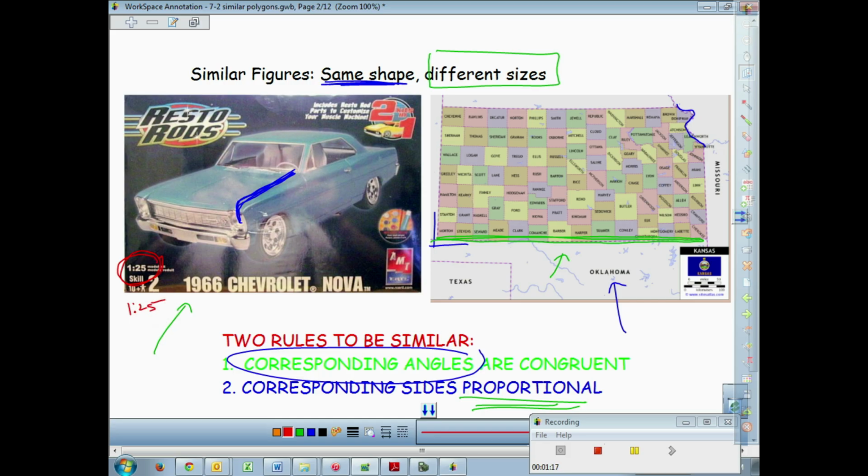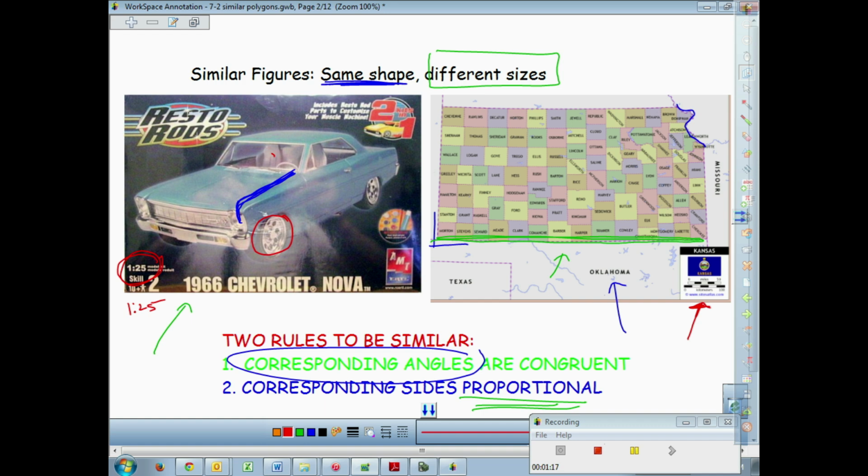What does that mean? How many times bigger is the real car compared to this model car if it's a 1 to 25 scale factor? It's 25 times larger. So this tire right here is 25 times smaller than the real life tire, right? All the exact same measurements, but they just took a 25th of that. This windshield is 25 times smaller than that windshield, and so on. And obviously, on a map there's some sort of scale factor. They say 1 inch equals so many miles or something like that. There's a scale factor involved.